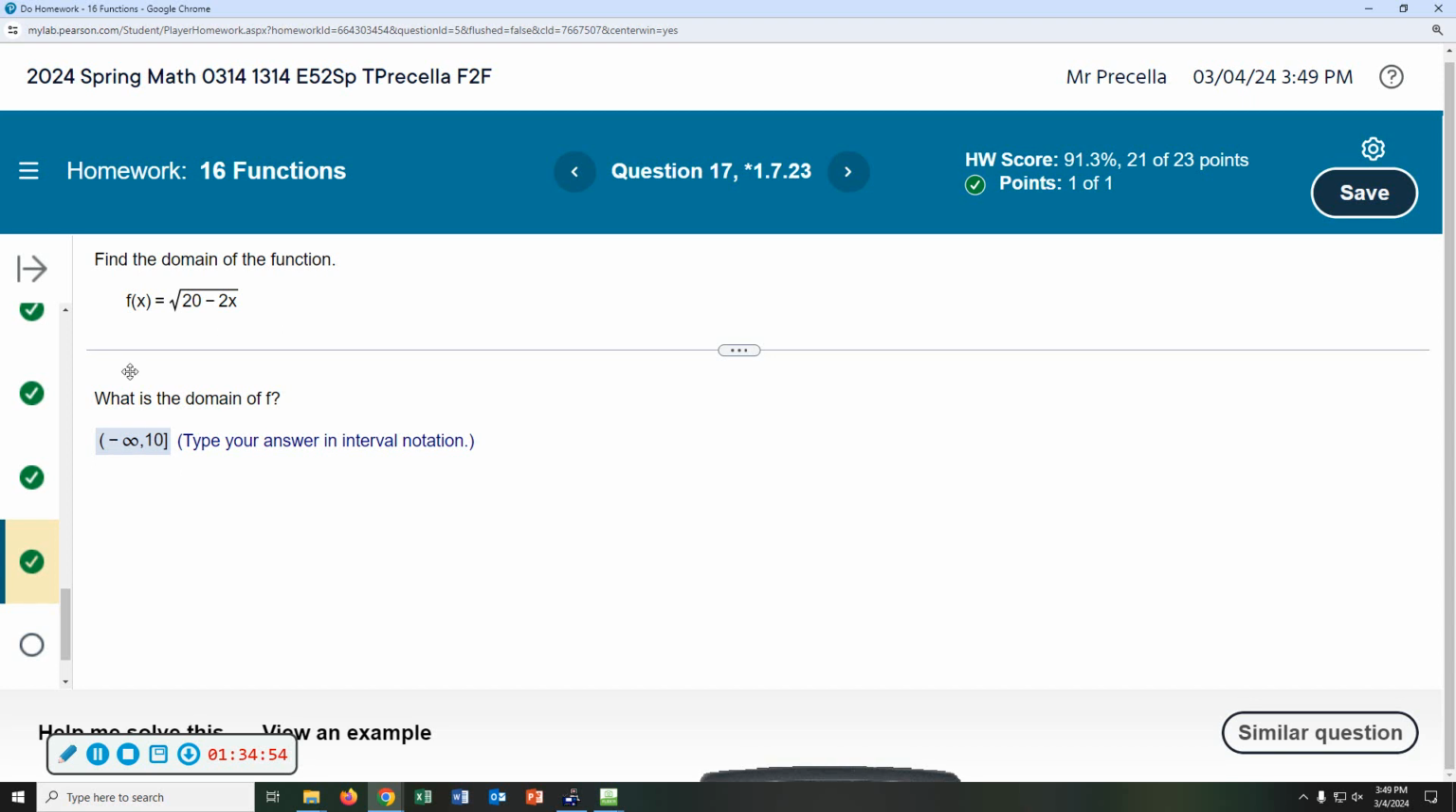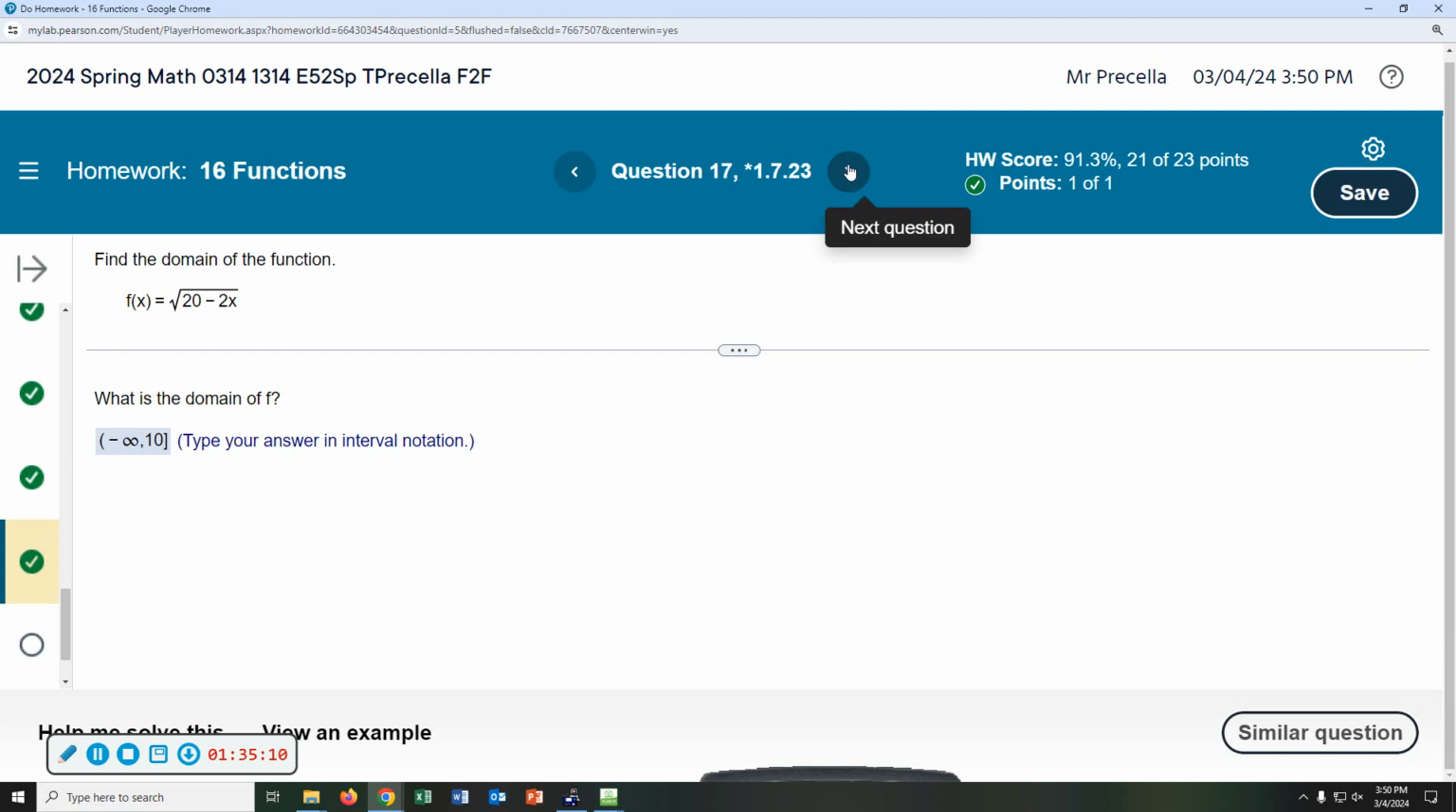including 10. Could we plug in 20? Would 20 be okay? No, because 20 minus 40 is negative. You can only use 10 or numbers smaller than 10.